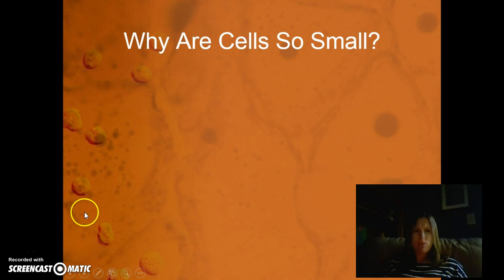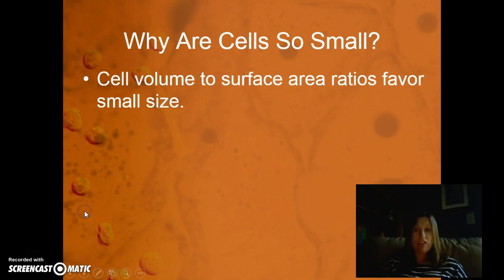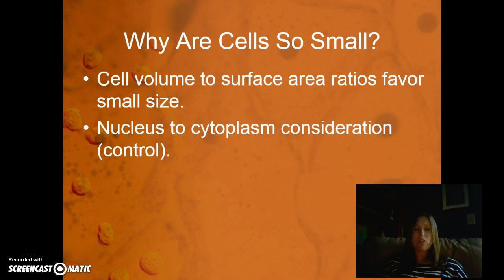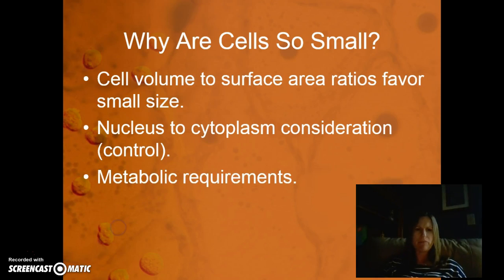Why are cells so small? Well, it's for their advantage, meaning cell volume to surface area ratios favor small size. The nucleus to cytoplasm consideration, meaning we don't want our cytoplasm to be so big that the nucleus can't actively control it with the information it contains.